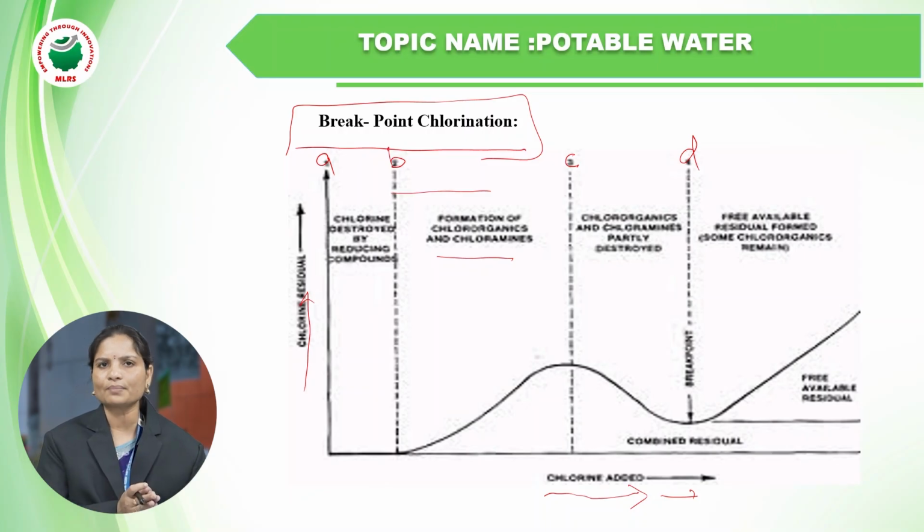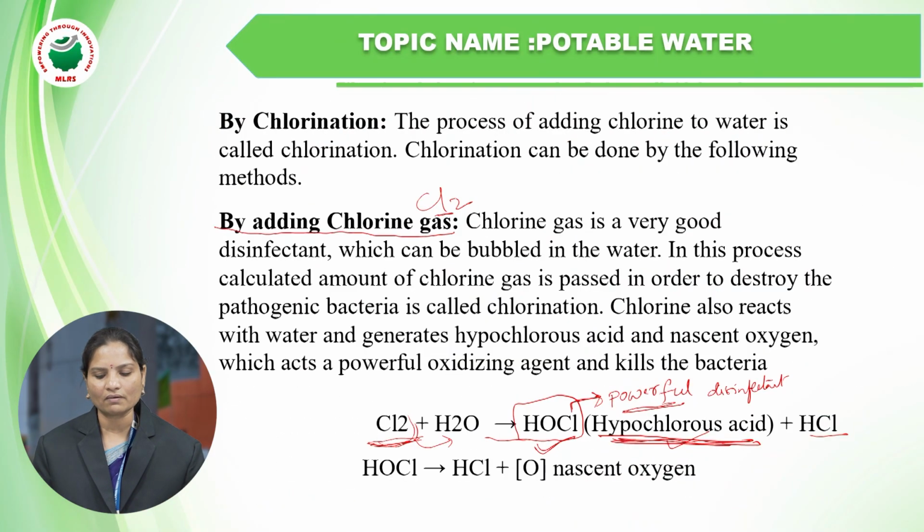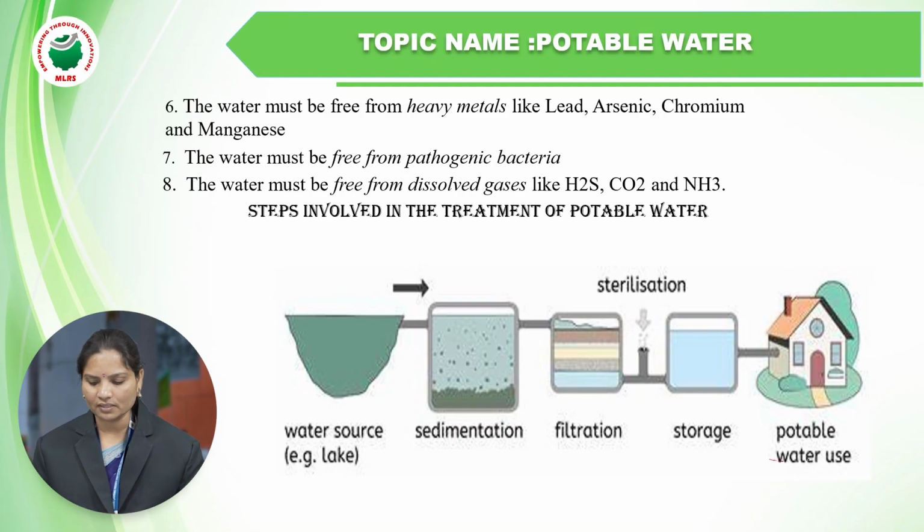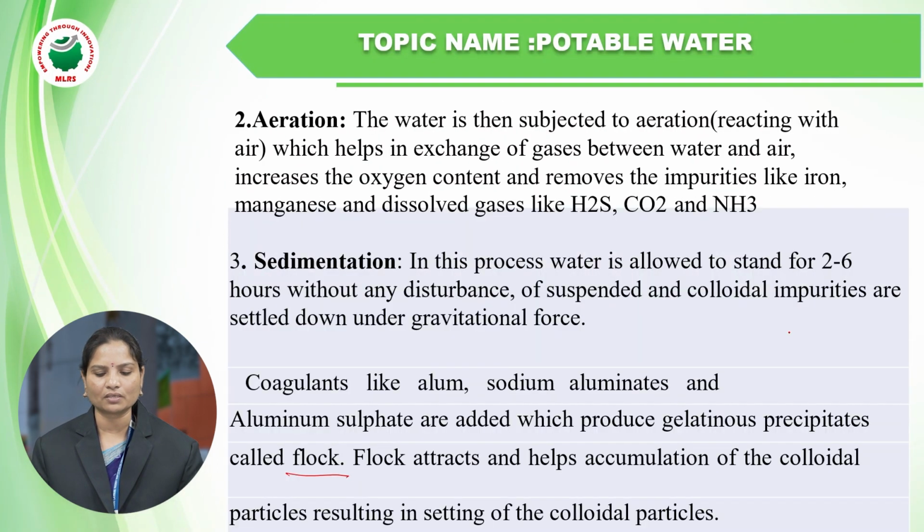Step 1 is the screening process, step 2 the aeration process, step 3 the sedimentation process, step 4 the disinfection process, and step 5 breakpoint chlorination. These are all the steps we need to use to eliminate all the impurities from the water, and we get our drinking water, meaning potable water. After this, the water is stored and distributed to our homes through pipelines. This is the process we observed in the treatment of potable water.